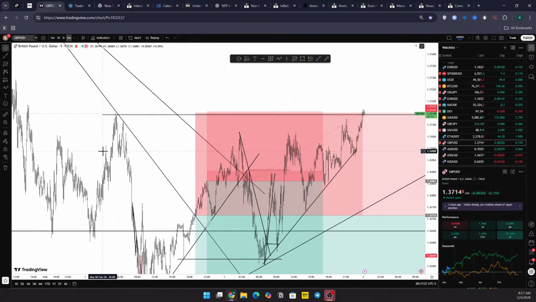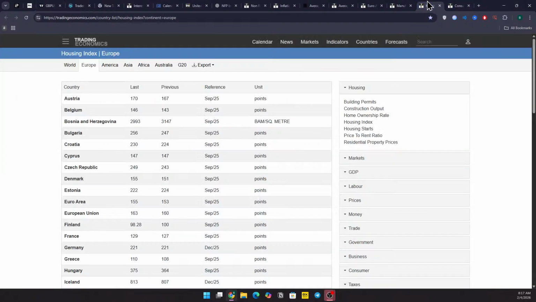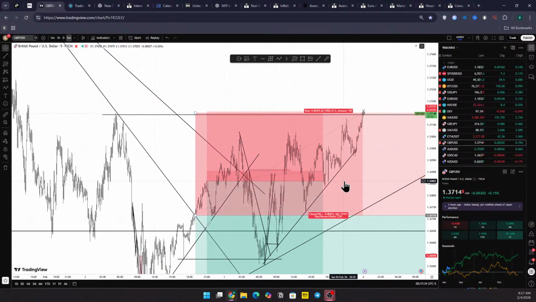Our bias is still bearish because of all the news, guys. All the news. I think the market is bearish. I don't know why the market is reacting this way.